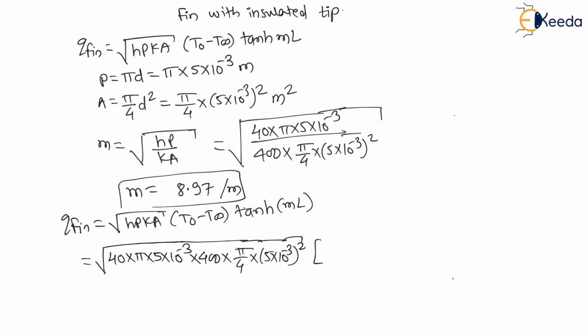Outside of this root, T naught is the base wall temperature, which was given as 130. T infinity is the surrounding fluid temperature, which is given as 30, into tan hyperbolic function of m, which we have calculated as 8.97, into the length of the fin. Let us check the given data. Length of fin is 0.1.